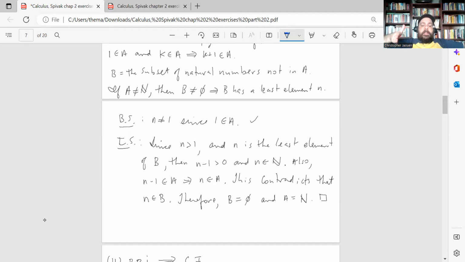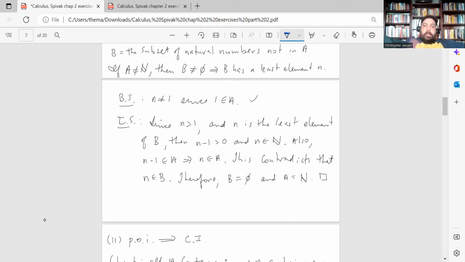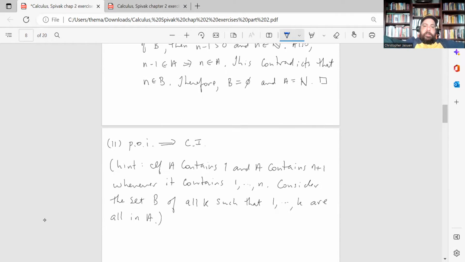But by the way that we defined the set A, that means that n is also in A, and that contradicts the fact that n is an element of B. Therefore, B has to be empty, and A has to be the entire set of natural numbers. So that shows that the principle of mathematical induction holds. Right? And that's just a proof by induction.